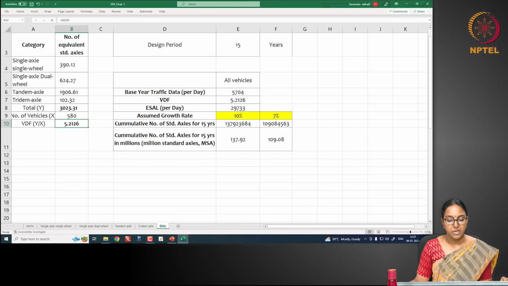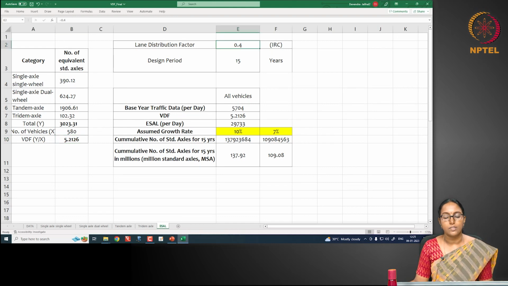Now let's use this VDF to find the design traffic. Like in the previous case also, here also let us assume that there is a lane distribution factor of 0.4 and the design period is taken as 15. And the base year traffic, you don't need a categorized traffic volume count, you just need the total vehicle volume count, which is 5704 in this case. And the VDF as we computed is 5.2126. Now, the e-cells per day can be computed as the traffic on the base year multiplied by the VDF.